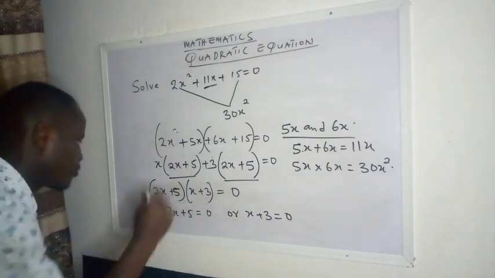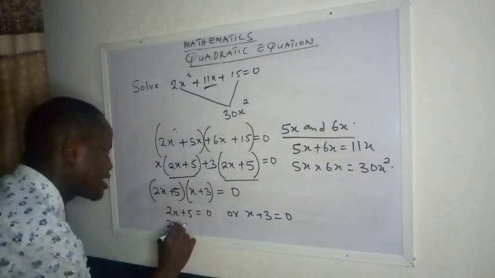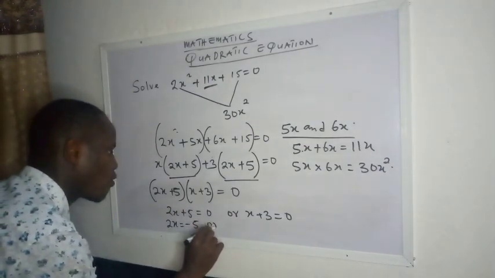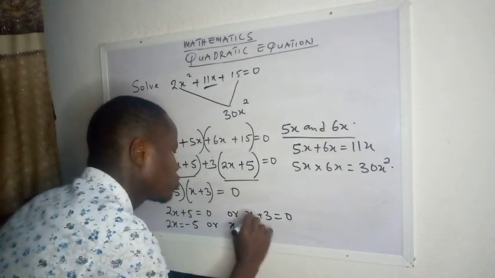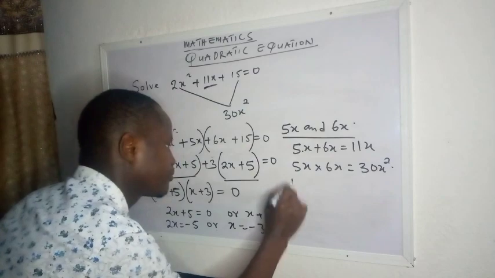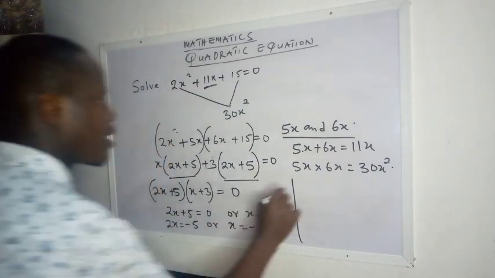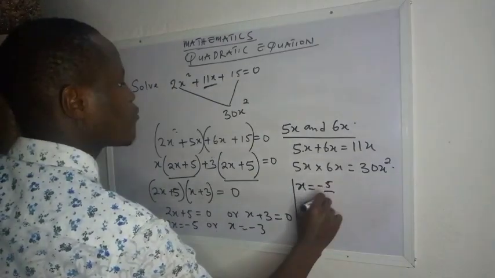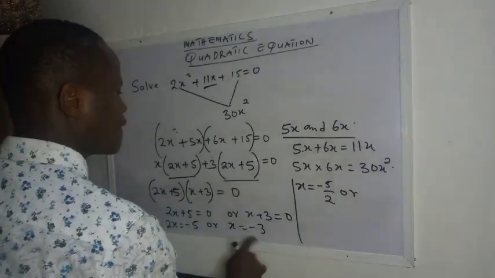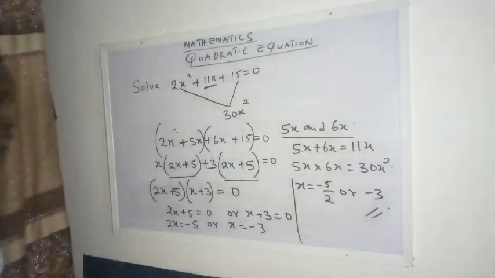Now from here, you have 2x equal to, this one goes over, the sign changes to minus 5, or you have here x equal to, this one goes, the sign changes to minus 3. If 2x is equal to minus 5, then we divide both sides by 2. Our x will be equal to minus 5 over 2, or our x is equal to minus 3. And that's the answer.